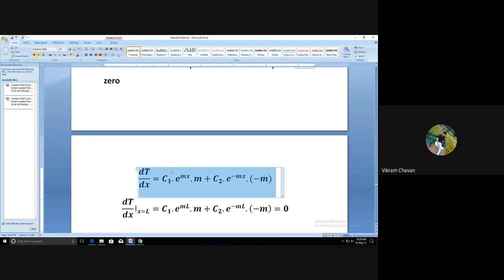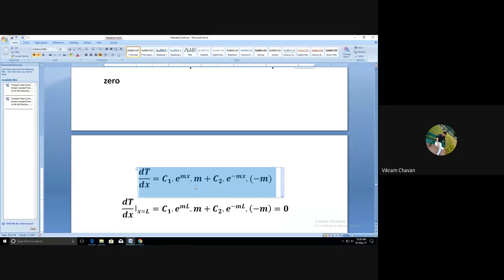In such a fashion, we have differentiated the right hand side first term as c1 multiplied by e raised to mx multiplied by m, plus e raised to minus mx is there. The differentiation of e raised to minus mx is e raised to minus mx multiplied by minus m. So the right hand second term will become c2 multiplied by e raised to minus mx multiplied by minus m.